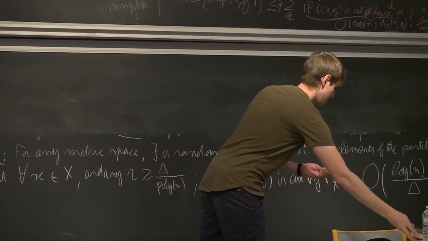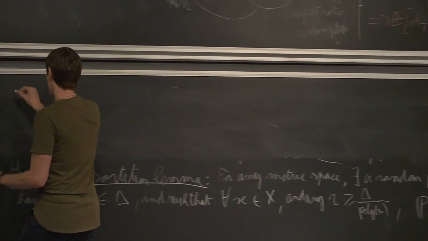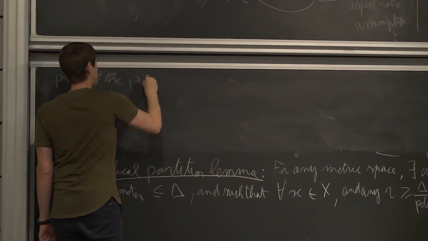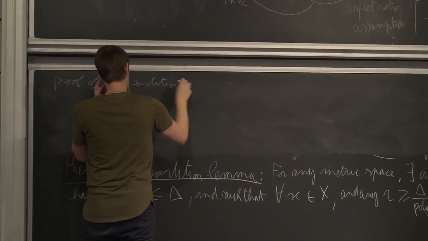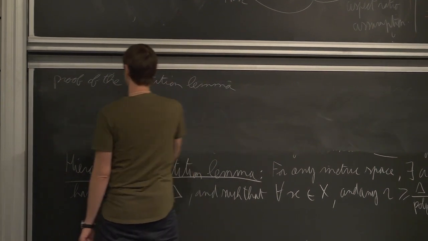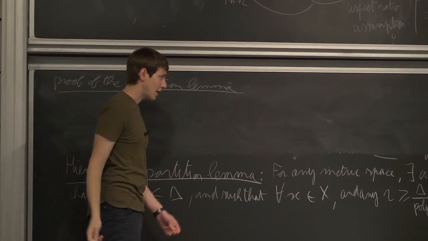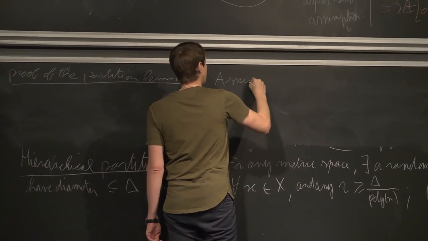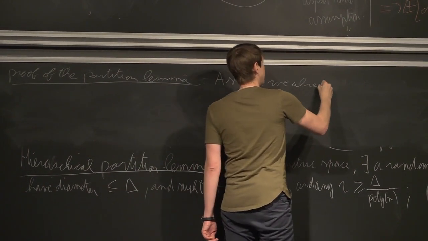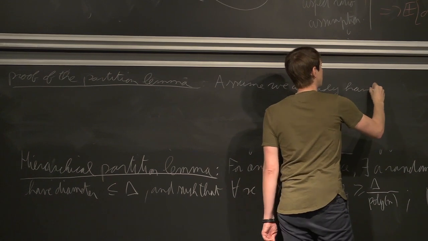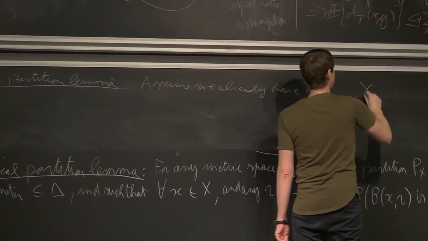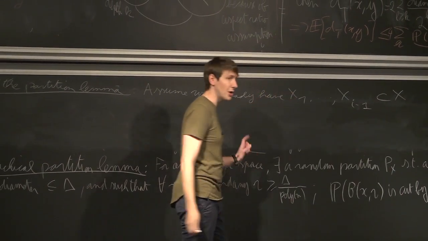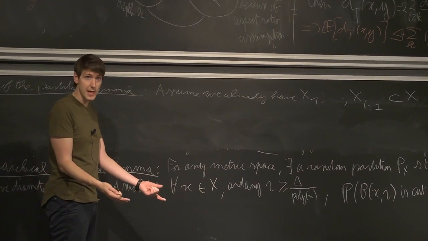Okay, so, proof of the partition lemma. I'm going to do it by induction. So assume we already have X_1 up to X_{i-1} included in capital X, and they are all of diameter bounded by delta. And now I will tell you how to build the next element of the partition.